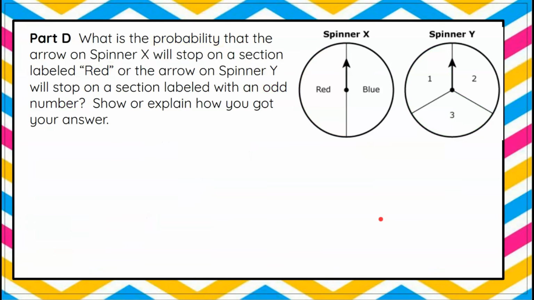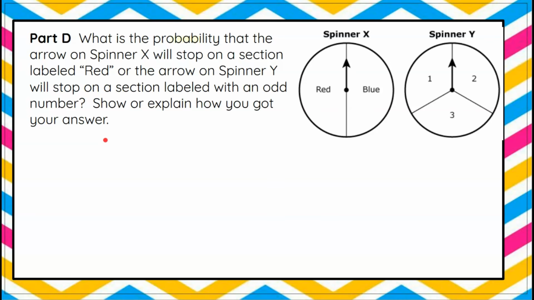All right, last part to this question today. Part D, what is the probability that the arrow on spinner X will stop on a section labeled red, or the arrow on spinner Y will stop on a section labeled with an odd number? And show or explain how you get your answer. So go ahead and pause, try this one, and come back to see my work.